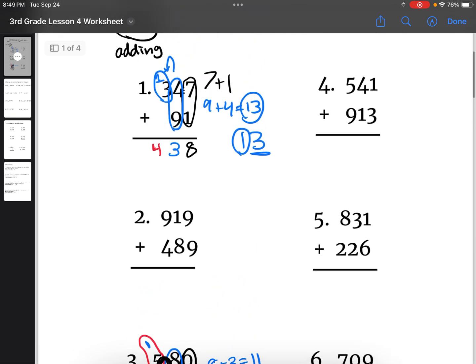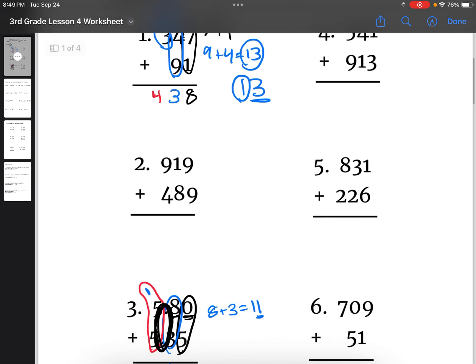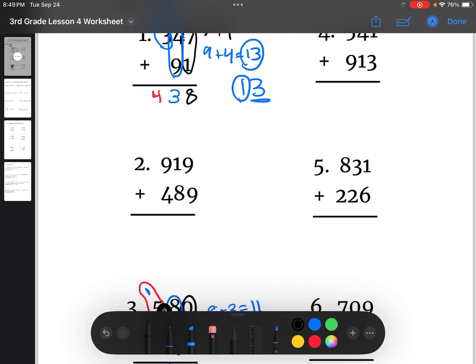We could take a look at one more. Let's take a look at number 5 here, because number 5 doesn't have any bringing the 1 over, so it's very simple. 6 plus 1 is 7. 3 plus 2 is 5, and then 8 plus 2 is 10. So the answer is 1,057.